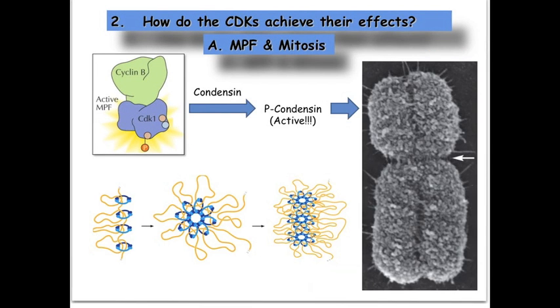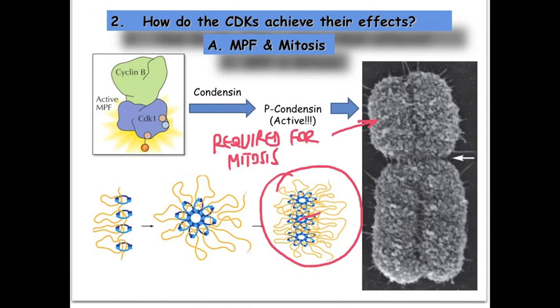Another critical target phosphorylated by MPF is a protein known as condensin. Condensin normally forms a dimer that associates with chromatin, but upon phosphorylation by MPF, condensin forms multimeric structures that drive the packaging of chromatin into the fully packed DNA that is observed normally during the metaphase stage of mitosis. The formation of fully packed chromosomes is another essential requirement to allow the cell to go into mitosis.